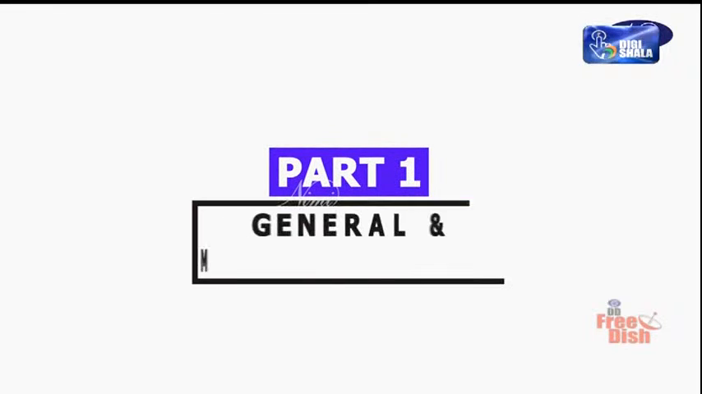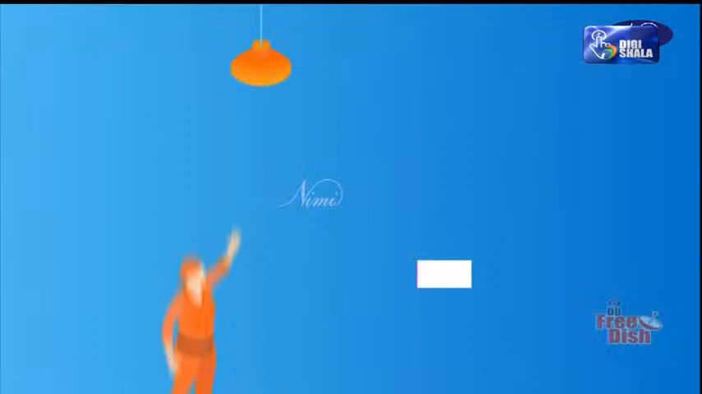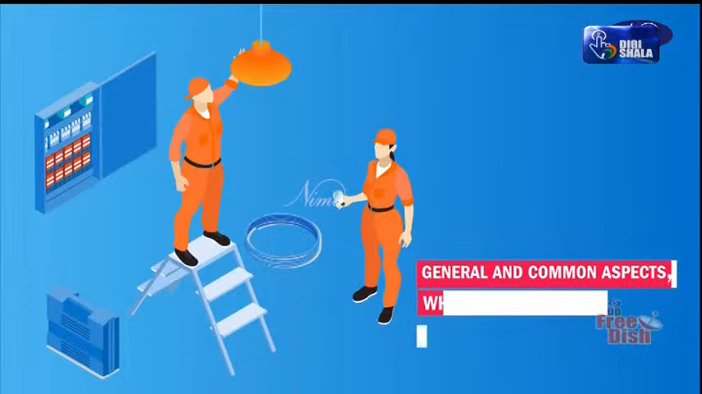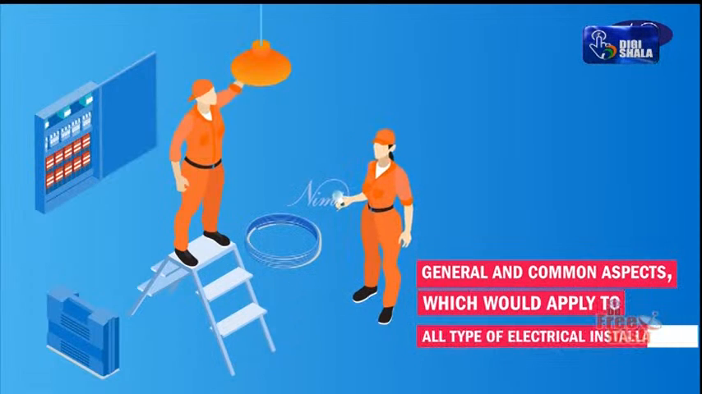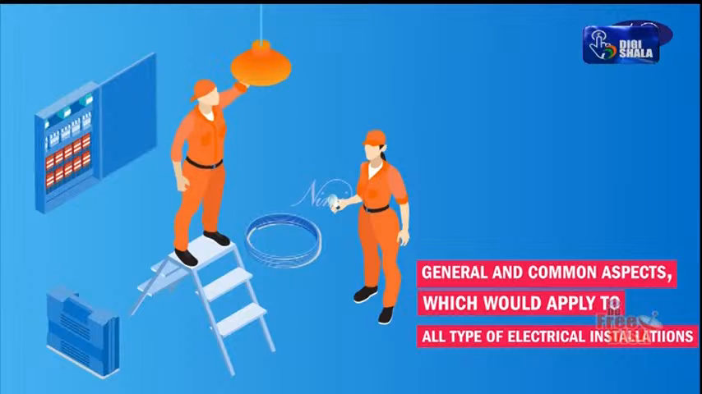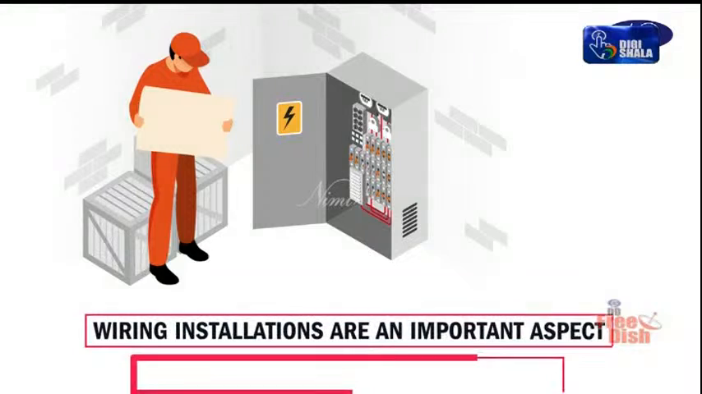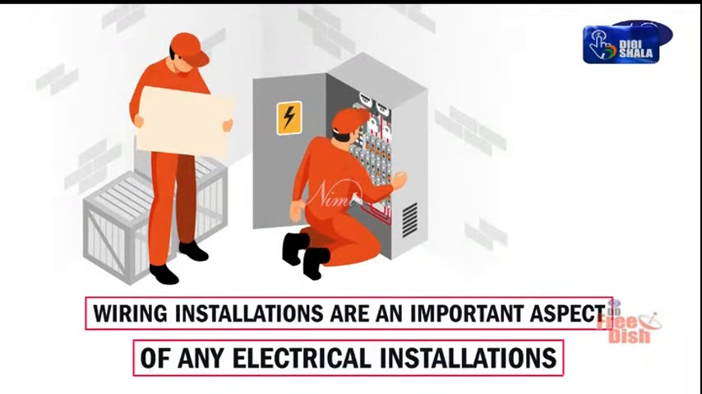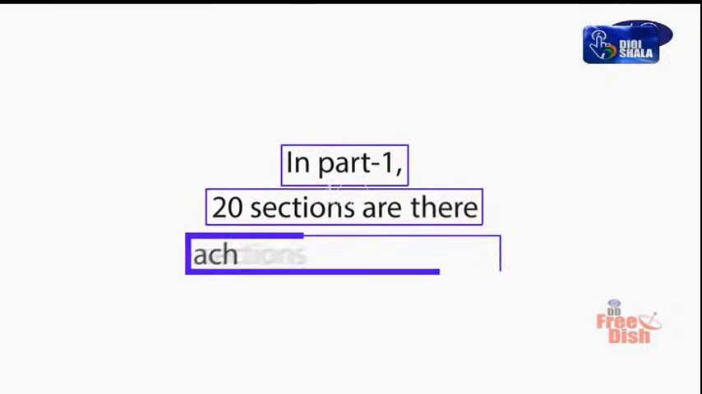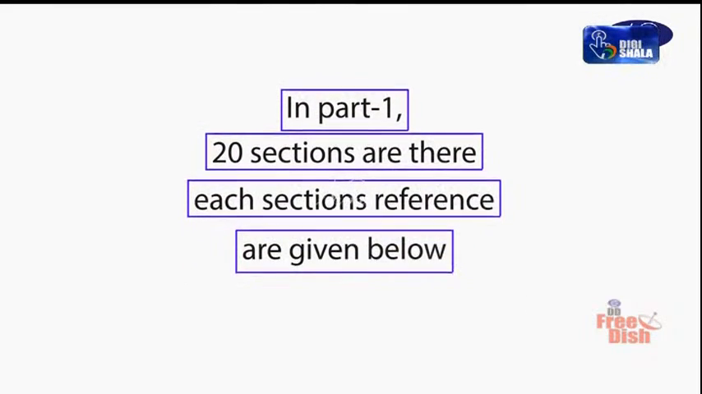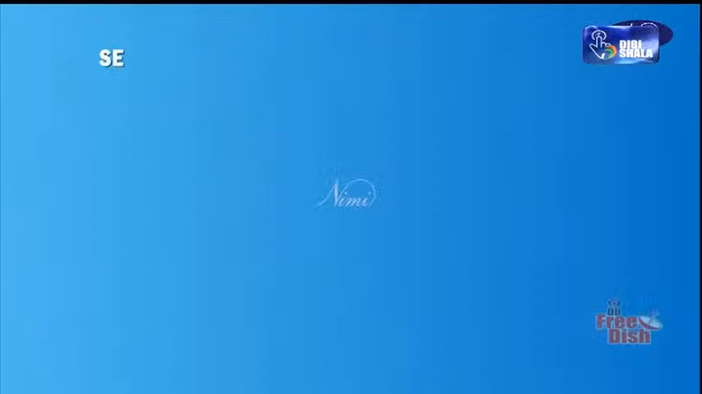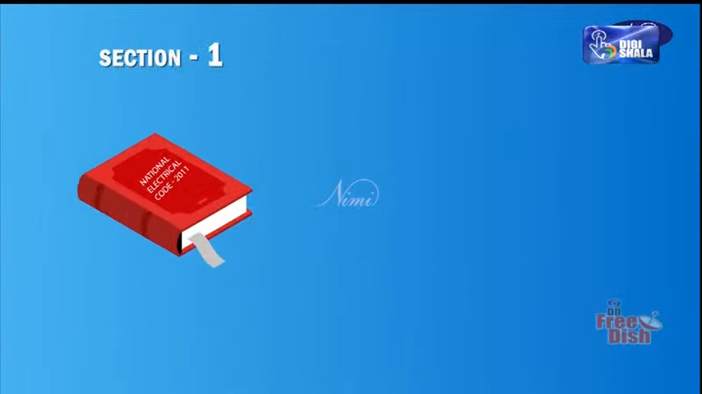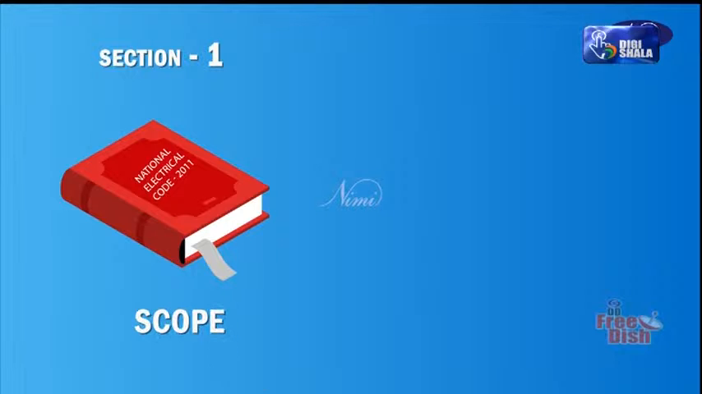So Part 1. Part 1 covers the general and common aspects which would apply to all types of electrical installations. Wiring installations are an important aspect of any electrical installation. In Part 1, 20 sections are there. Each section reference is given below. Section 1. Section 1 of the code describes the scope of the National Electrical Code.